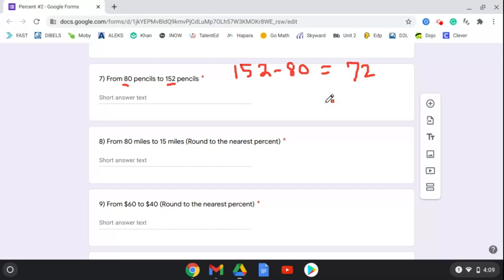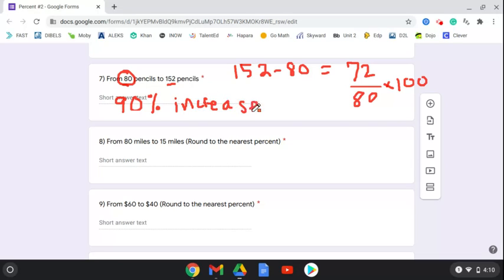You take your amount of change and divide by the original amount. You started with 80, so 80 is your original amount. And then you multiply by 100 because percent is out of 100. So 72 divided by 80 times 100 will give you 90, right? This is 90%. And is this increase or decrease? It's increase, right? If you're going from 80 to 152, that means you're increasing. So this is a 90% increase.